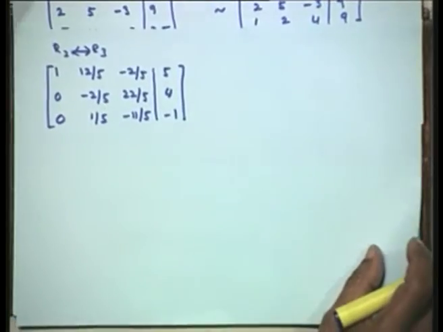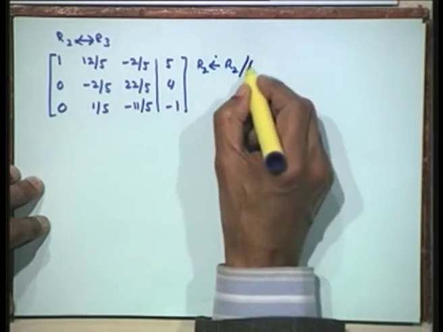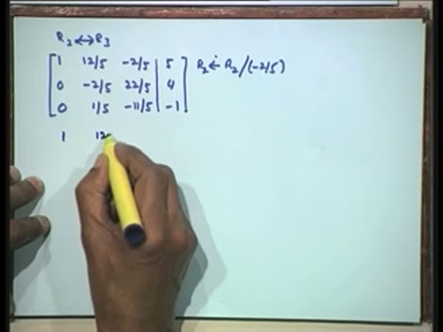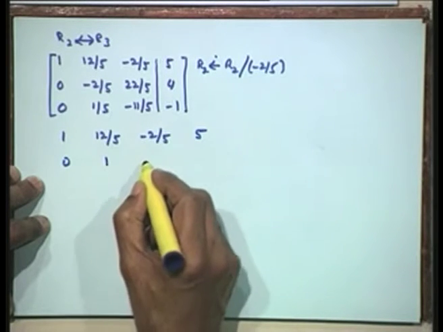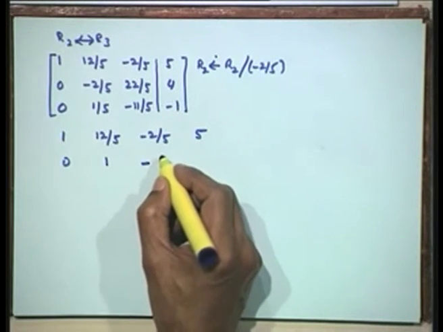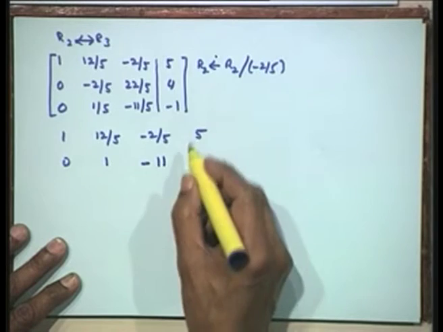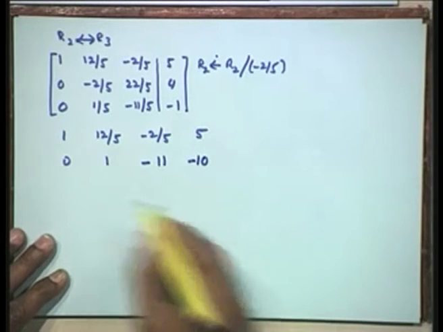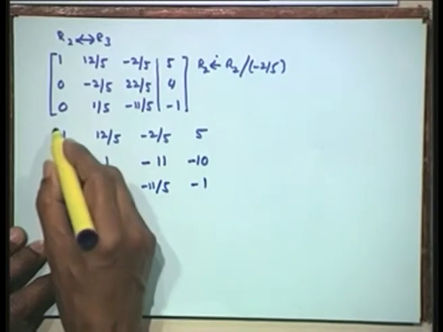Now, let us again make the second element 1. So, I would divide throughout row 2 by minus 2 by 5. Then I will have 1, 12 by 5, minus 2 by 5, 5, 0, 1, this is minus 11 and this is minus 10, and then 0, 1 by 5, minus 11 by 5, minus 1.